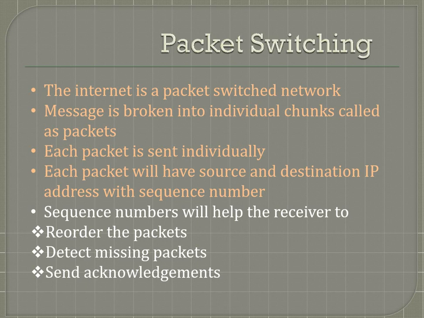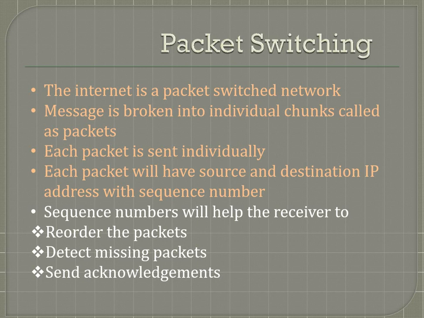Then every packet will have the source and destination IP address with a sequence number. Why do we need a sequence number? Because the whole message we are dividing into packets, so every packet should have a sequence number. When it is received at the receiver, it has to be arranged in proper sequence. So the sequence number will help the receiver to reorder the packets, to arrange the packets in proper order, then detect the missing packets and send acknowledgements.